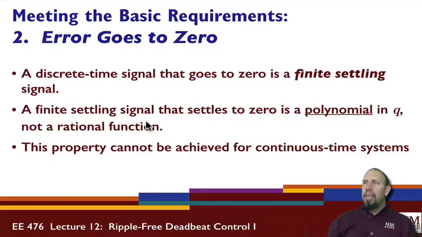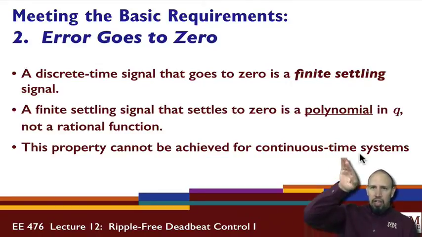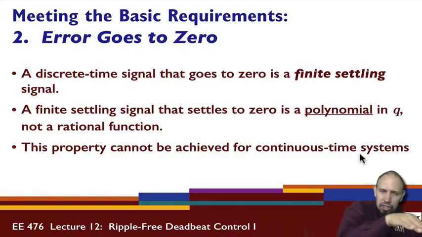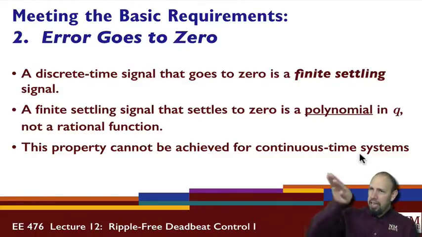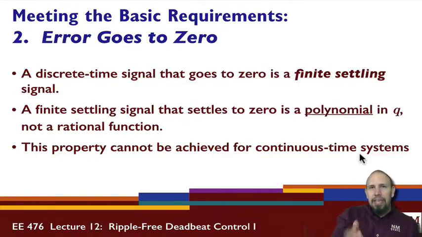Now, this concept of a finite settling signal is something that actually cannot happen in continuous time systems. If you recall, whenever you have the inverse Laplace transform of a function, it's going to be e to the minus something t. So it asymptotically goes to 0, but it doesn't go to 0 exactly in a finite time. Mathematically speaking, it never actually gets there. Practically speaking, it may get there fairly quickly, but here, notice that it goes exactly to 0 in a finite number of steps. That's critical.